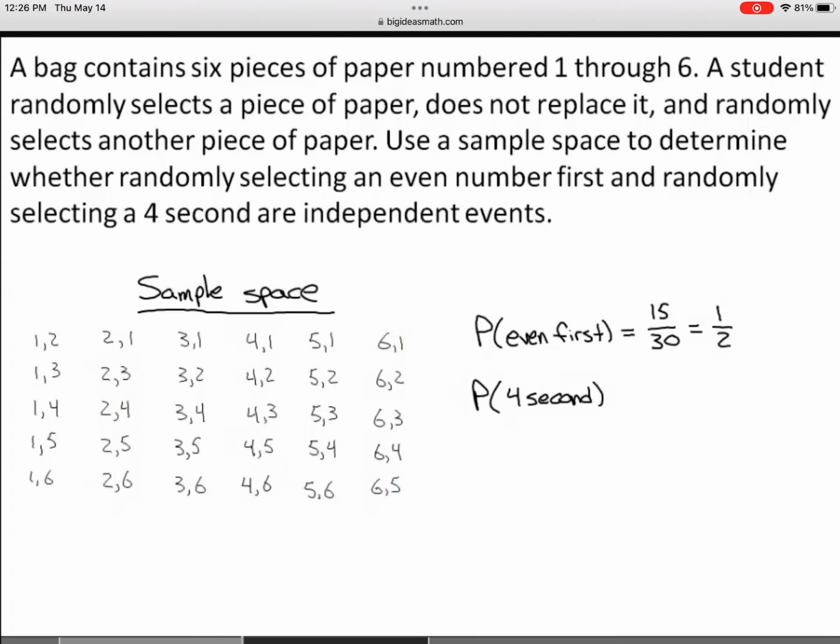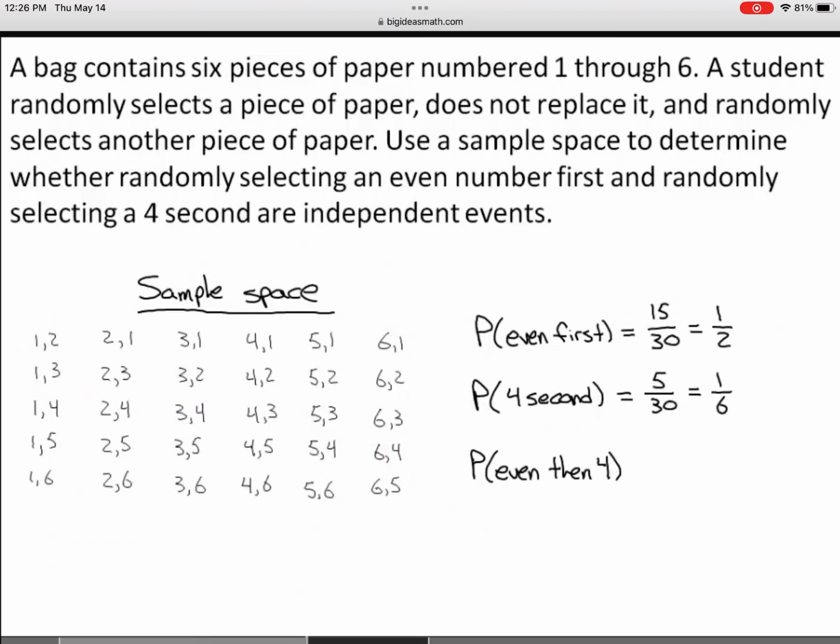Next, find the probability of selecting a 4 second. Notice that you select a 4 second in 5 of the 30 possible outcomes. So the probability of selecting a 4 second equals 5 divided by 30, or 1/6.